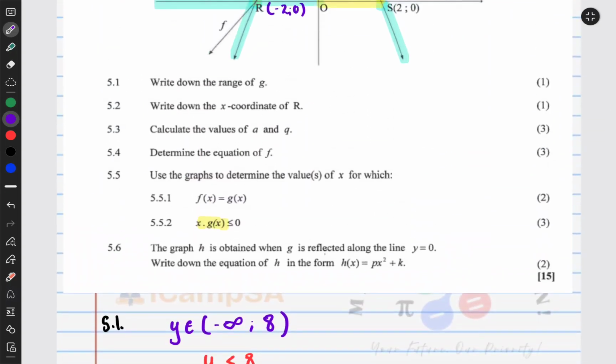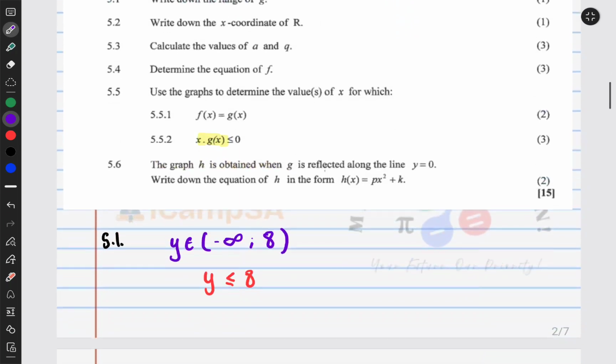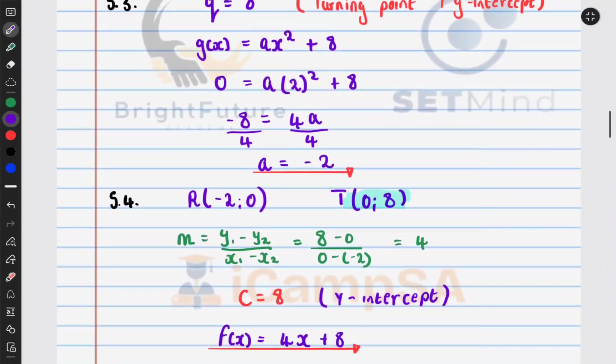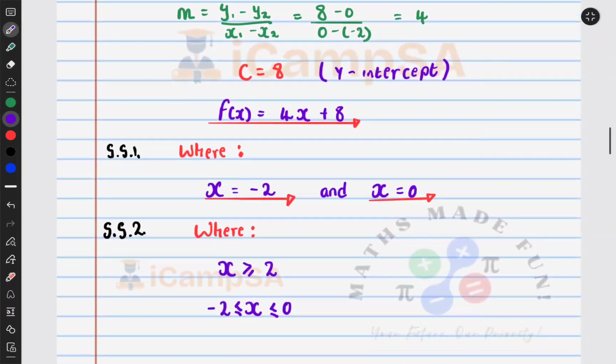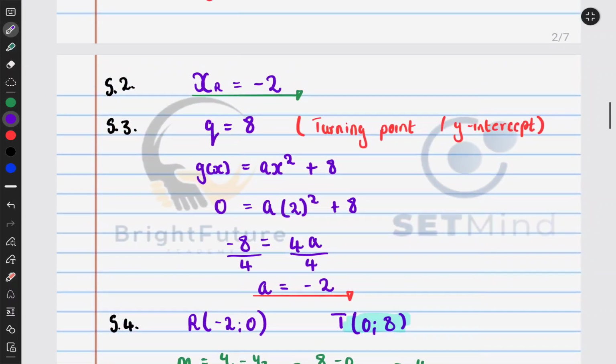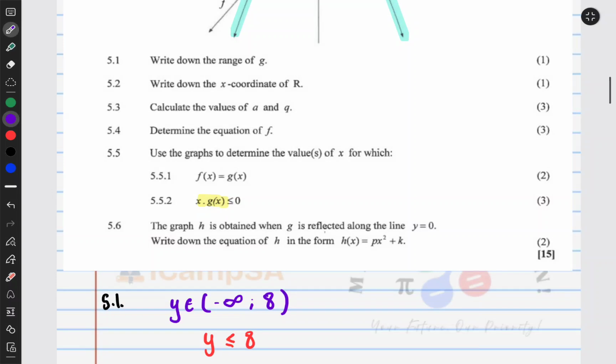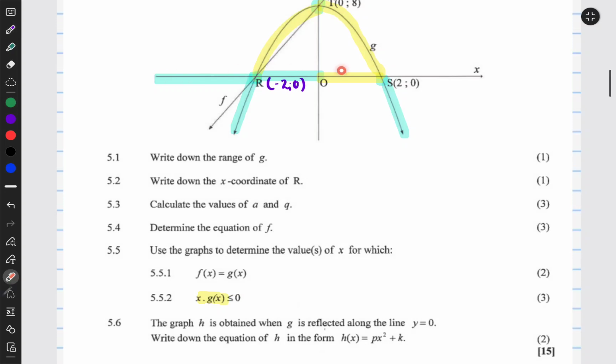Okay, and then for 5.6, the graph of h is obtained when g is reflected along the line y is equal to 0. What is the equation of g? We haven't calculated the equation of g. Okay, so it's only just reflected about the x-axis, where y is equal to 0. Yes, because y is equal to 0 here.